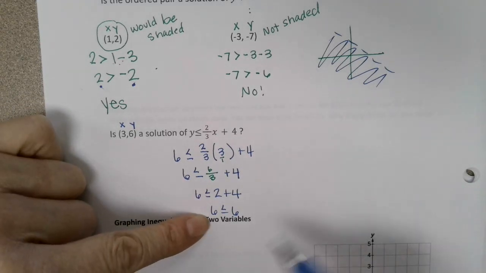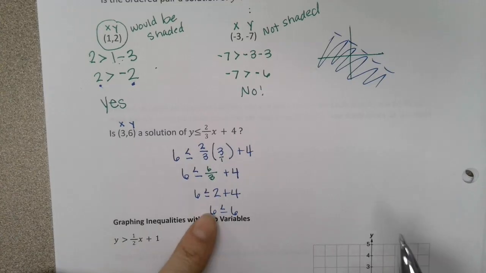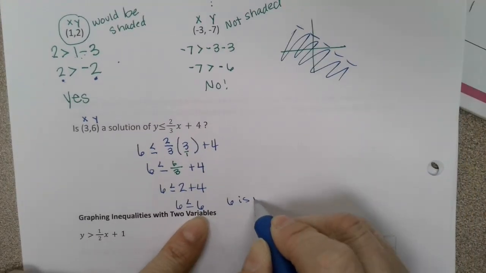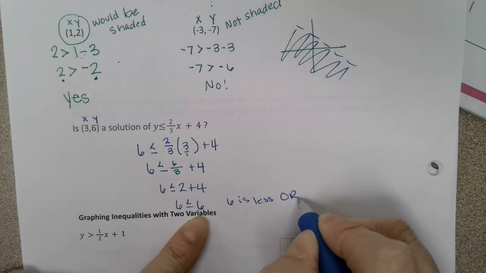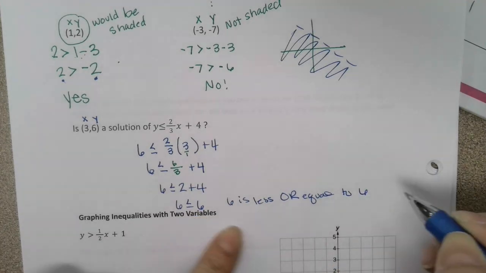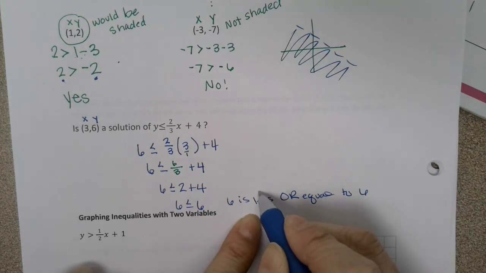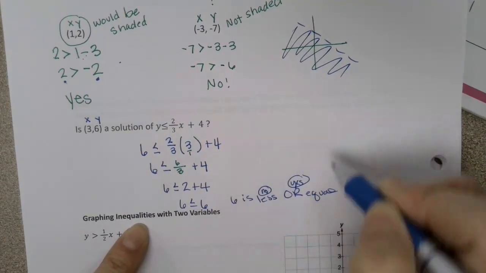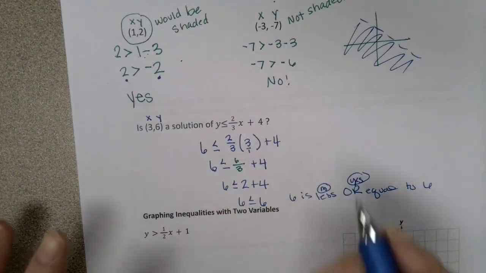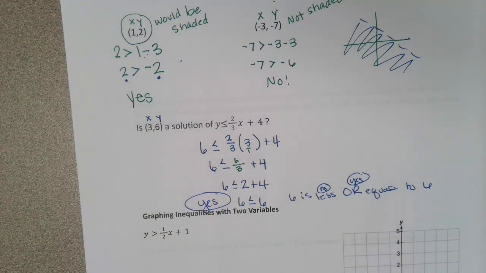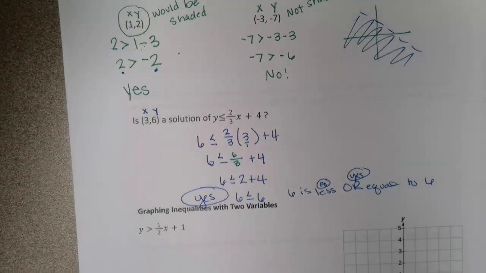You get to the end and you get to a statement that sometimes confuses people. If I said that 6 is less than or equal to 6, that's what I would say out loud. Well, it might not be less, but it is indeed equal. So that makes this a true statement. So this would be in the shaded region. This would be a yes. This would be a solution. Okay? All right, we're going to graph and do some of the shading that goes with that graphing now.